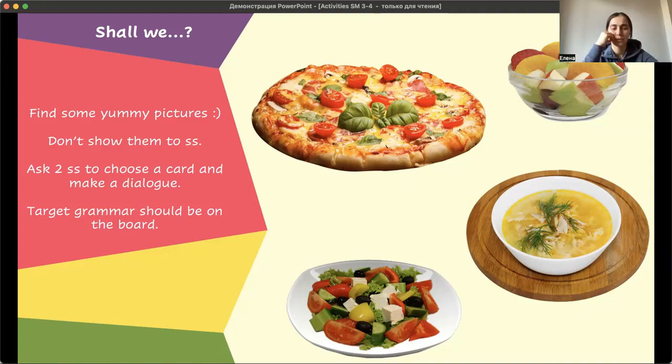Maybe you need to take some cards with places in town and distribute them and say, shall we go to the cinema? And they say yes, and so on. A good idea. Shall we go to the swimming pool? No, I don't want to, and so on. So if you want to practice verbs, take other cards. So also to drill it, yeah. Why not?